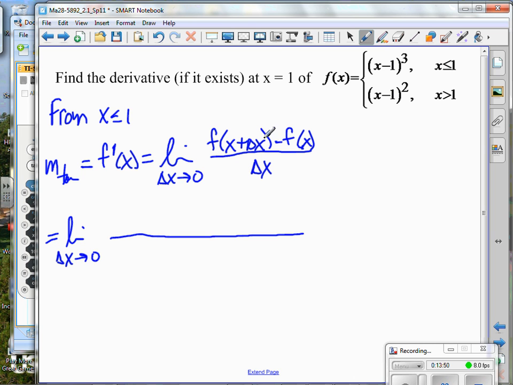Now if I want f of x plus delta x, what's that look like? F of x plus delta x, all of that cubed. All I'm going to do is substitute x plus delta x in for the input here, minus what quantity? Yeah, just f of x, x minus 1, quantity cubed, divided by delta x.